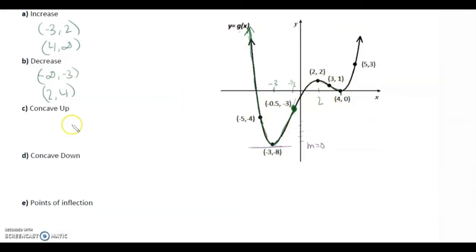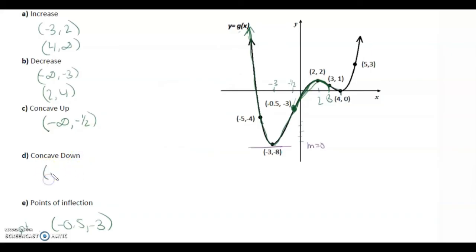Okay, so concave up would be from -infinity to the point -1/2. The point of inflection would be -0.5, -3. So these here are intervals, this is a point. Okay, now going from -0.5 to a maximum and then down a little bit to this 3, that would be concave down. Okay, concave up and concave down are from inflection point to inflection point, or like -infinity to an inflection point. So this is concave down.